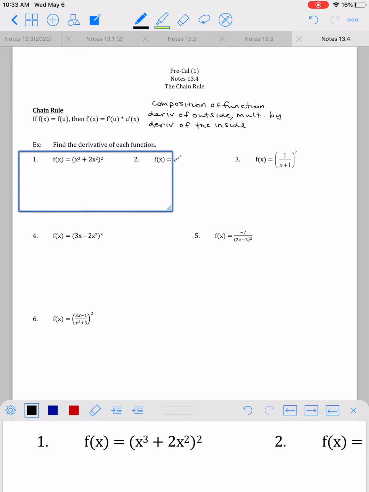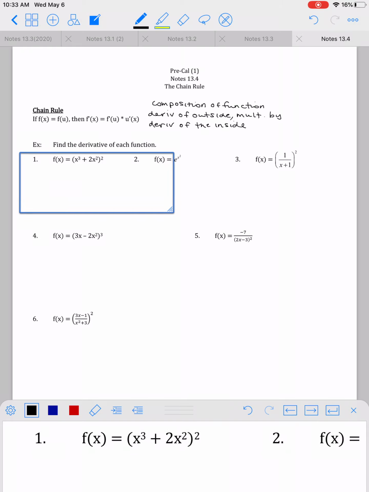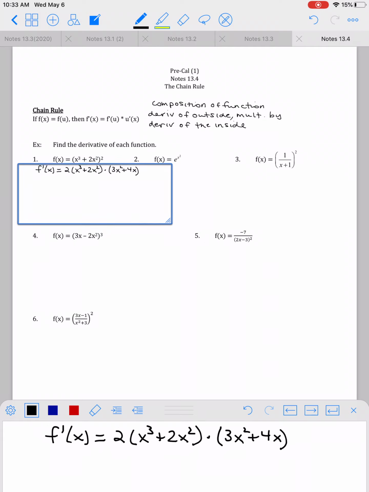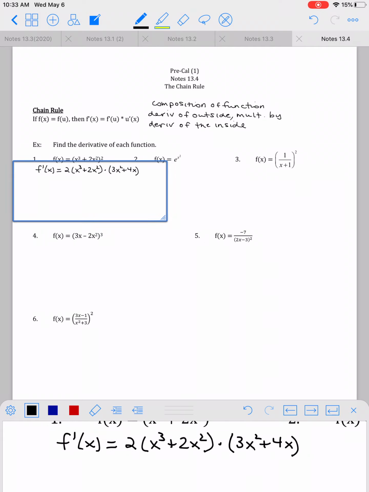So let's look at number 1. The outside function is a squared power. It's an exponent, so we're going to apply the power rule. So 2 comes in the front. We copy the base exactly as it is, reduce the power by 1. Now we go inside the function and we're going to take the derivative of the base, which is 3x squared plus 4x. So again, the outside is the power rule and the inside is the base. And now we're going to just simplify it.